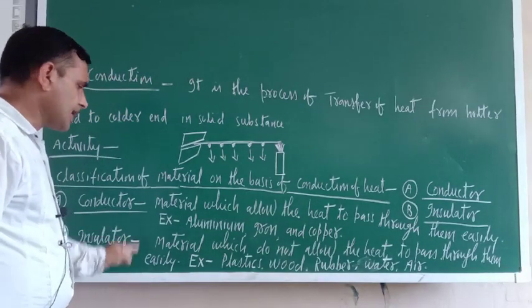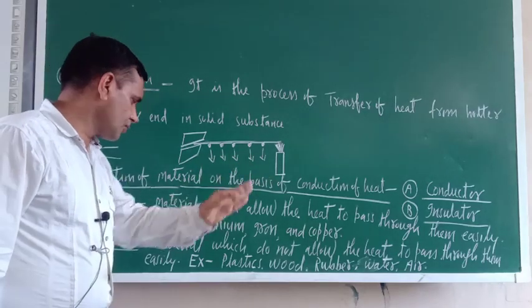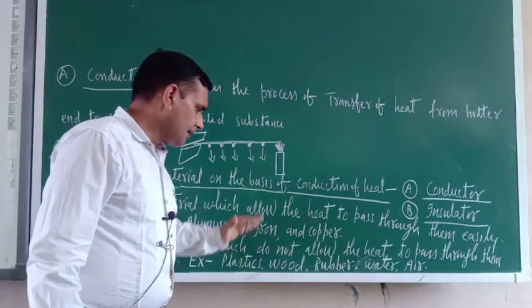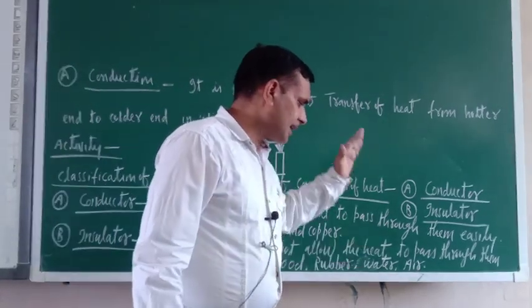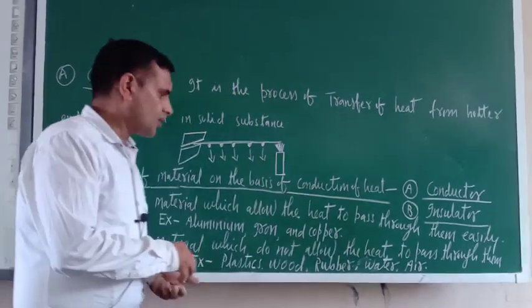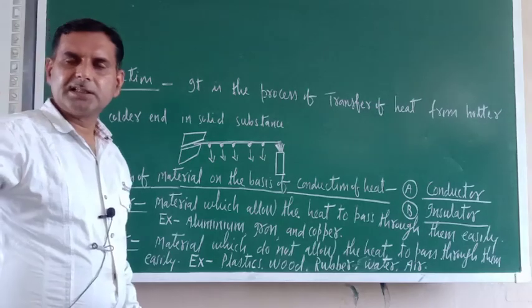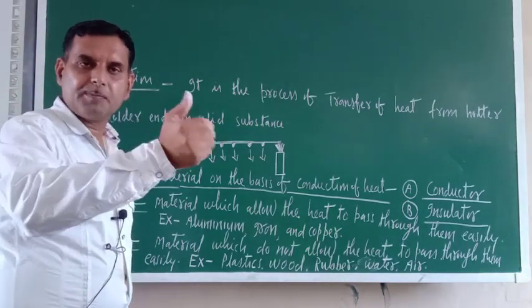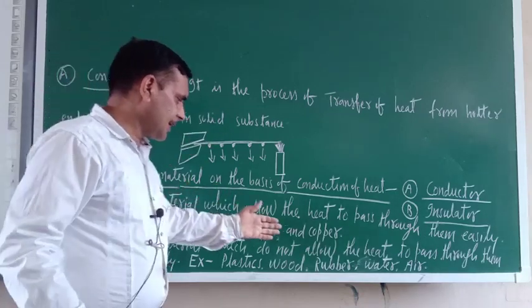What are insulators? Materials which do not allow heat to pass through them easily are called insulators. Examples: plastics, wood, rubber, water, air. Now just see, with conductors, if one end is heated, heat will be transferred from the hotter end to the colder end. Let us take any example.